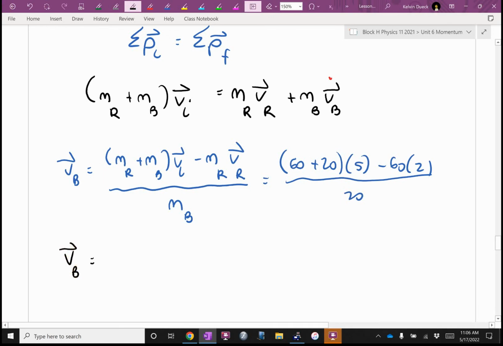I know the bike's going to speed up. I better get an answer bigger than 5 because the rider lost momentum. The bike had to gain it. 60 plus 20 is 80 times 5 is 160 minus 120. 160 minus 120 is 40. No, I'm doing something wonky. Hang on, it's 400 minus 120, which is 280 divided by 14? 14. Whew, wow, almost made a silly mistake there.